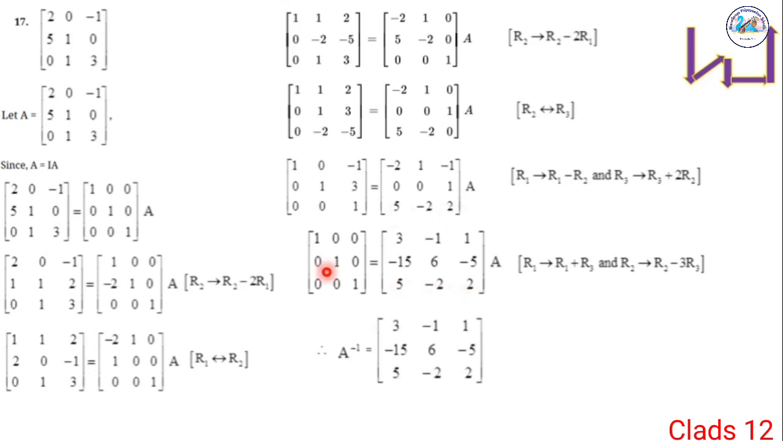Now on the left side, if you check, it becomes an identity matrix of order 3. So finally A inverse is equal to 3 minus 1 1, minus 15 6 minus 5, 5 minus 2 2. That is this matrix. Hope it is clear.